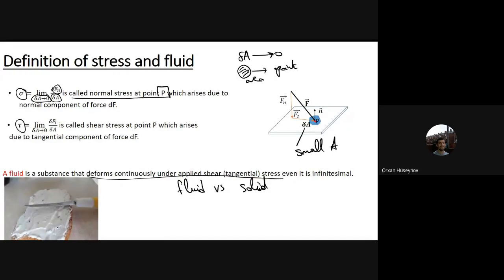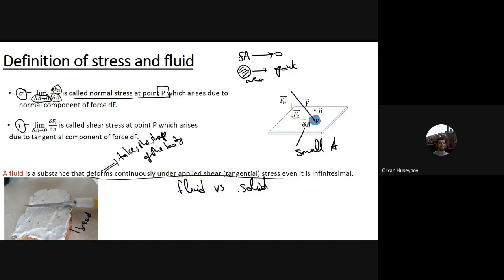It deforms continuously. For example, this is bread, and you are trying to spread the butter on your bread. But you can see that when you are trying to spread it, it deforms continuously. It doesn't have any fracture, it doesn't have any break, it deforms continuously. The famous saying that we use, for water for example, is that it takes the shape of the body. Why does it take the shape of the body? Because it deforms continuously under applied shear stress. That is the definition for the fluids that we are using.